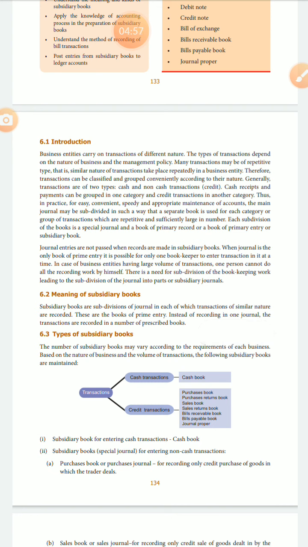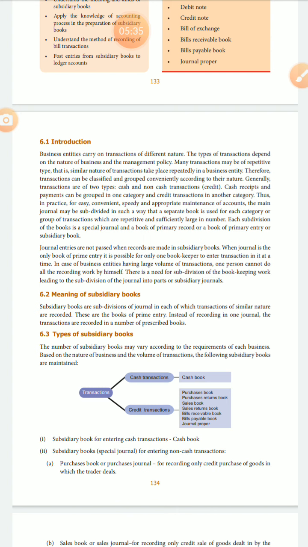Meaning of subsidiary book. Subsidiary books are subdivisions of the journal in which transactions of similar nature are recorded. These are books of primary entry. Instead of recording in one journal, the transactions are recorded in a number of prescribed books. Types of subsidiary book. The number of subsidiary books may vary according to the requirements of each business, based on the nature of business and volume of transactions.